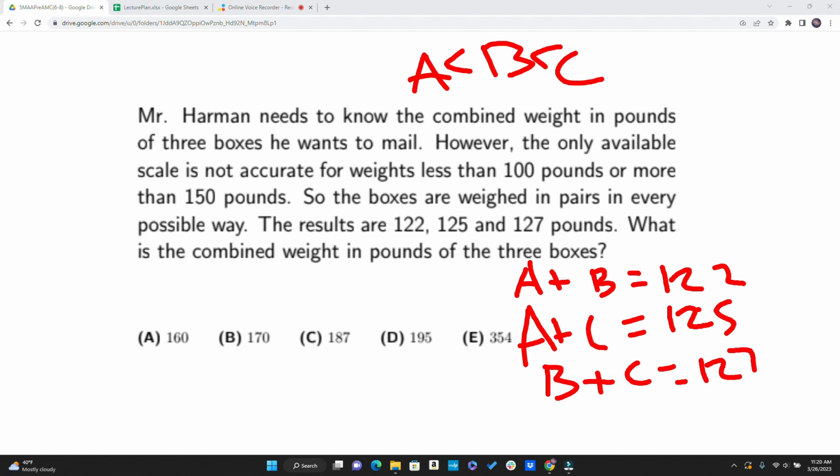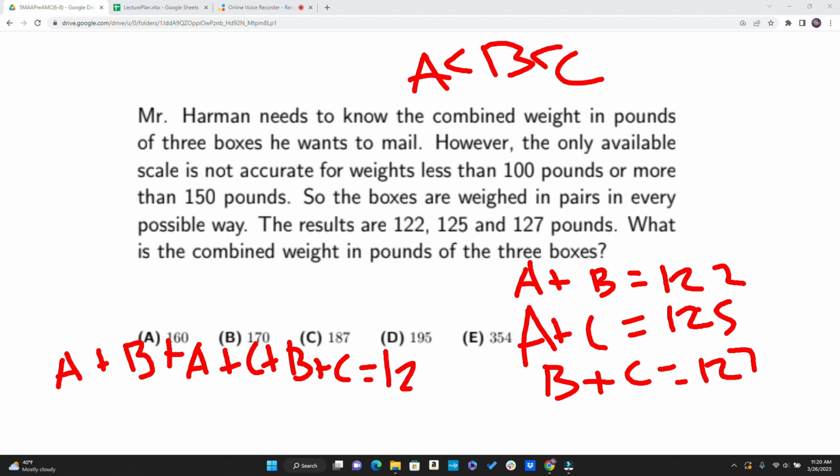Okay, now we want the combined weight of the three boxes. Well, what if we added everything up? We added up these three equations. A plus B plus A plus C plus B plus C equals 122 plus 125 plus 127. Okay, what do we get if we simplify that?